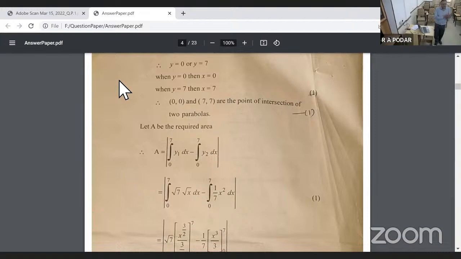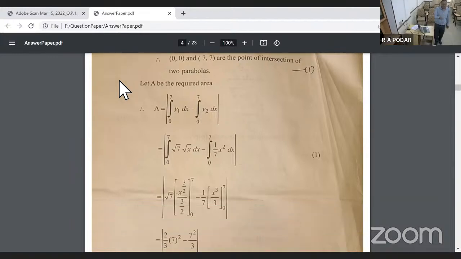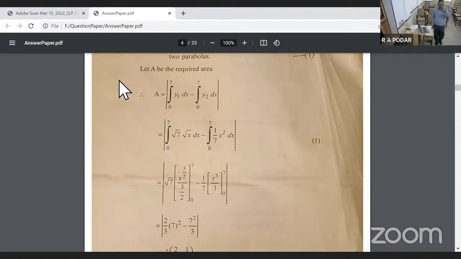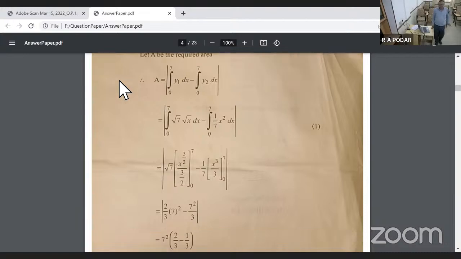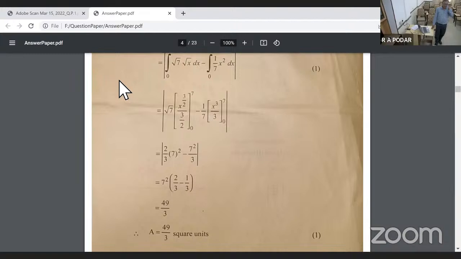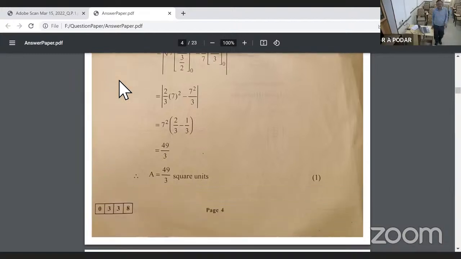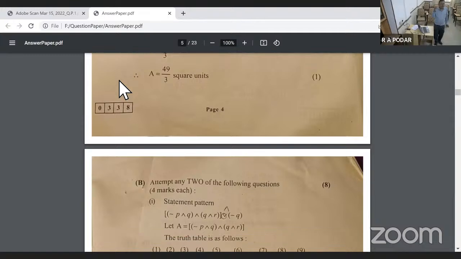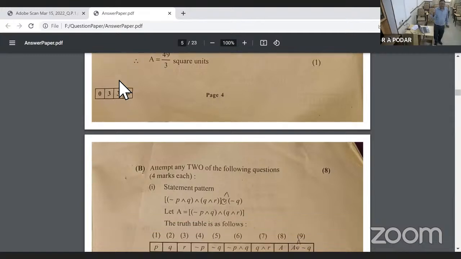And then 2 areas you are finding. First, the limits you are getting from here: 0 to 7 for the first area, y1 dx, and 0 to 7 for y2 dx. So for both the parabolas you have to substitute the value of y in terms of x. Both the integrals you have to solve, substitute the upper limit and lower limit, and you get the final answer. That will be 49 upon 3. Square unit is to be written here. Since it is area, you have to write square units. If you don't write, they may cut 1 mark.